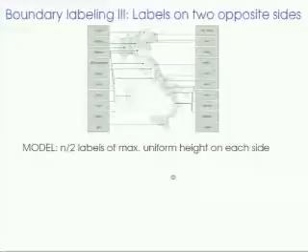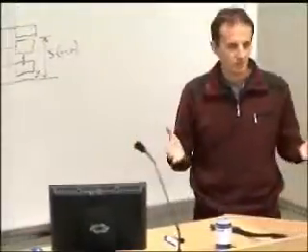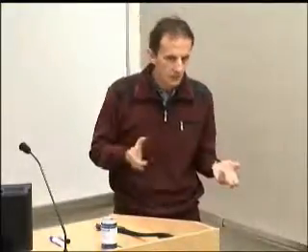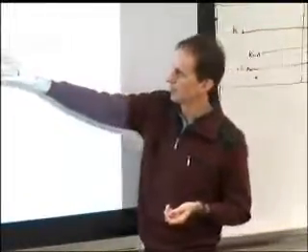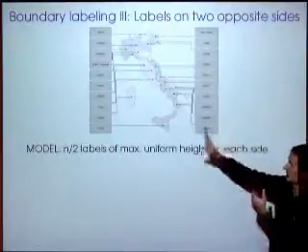Now go to the third. The third algorithm is, let's allow labels on two sides. Now we know how to do it on one side, now we say two sides. But a very simple model. Let's say we have labels of maximum height such that they just fit on both sides.